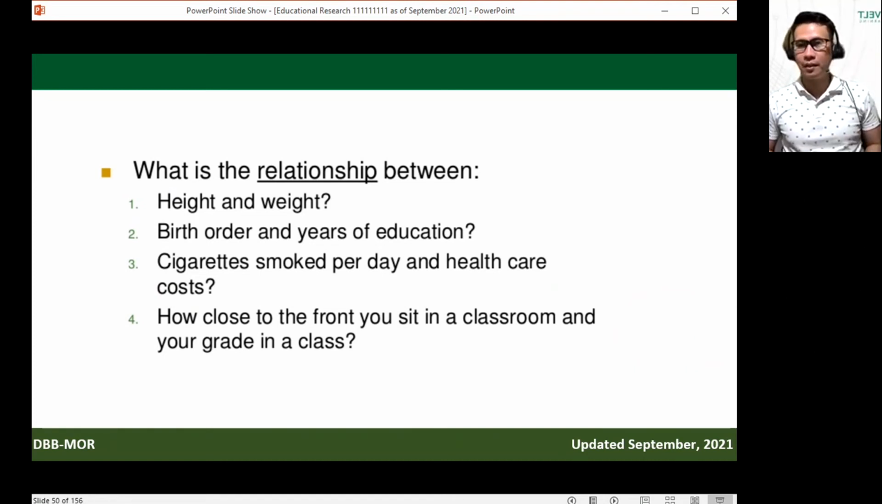So we'll talk about ethical guidelines. Maybe November, second week of November. First week of November, we'll be talking about other research design and qualitative data analysis. Then, how close to the front you sit in a classroom and your grade in a class? If you would be sitting in front, are you going to perform well? How about if you are seated at the back? Is there a relationship? Diba? So that's correlational research.